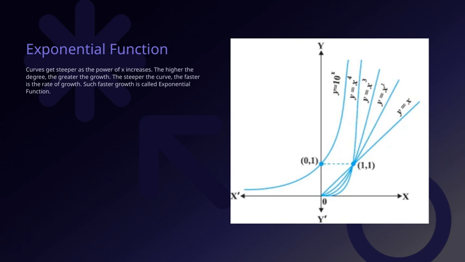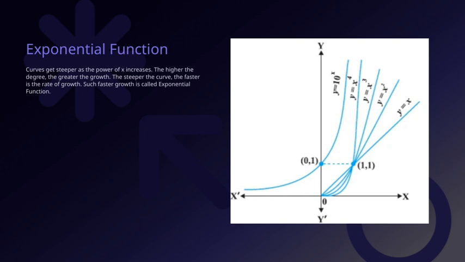This kind of rapid growth is what we call an exponential function. It's a fundamental concept because it models many real-world phenomena, like population growth or radioactive decay, where things grow or decay at a rate proportional to their current size. So, in essence, the key idea here is that exponential functions are characterized by this rapidly increasing curve, which becomes steeper as the input gets larger.